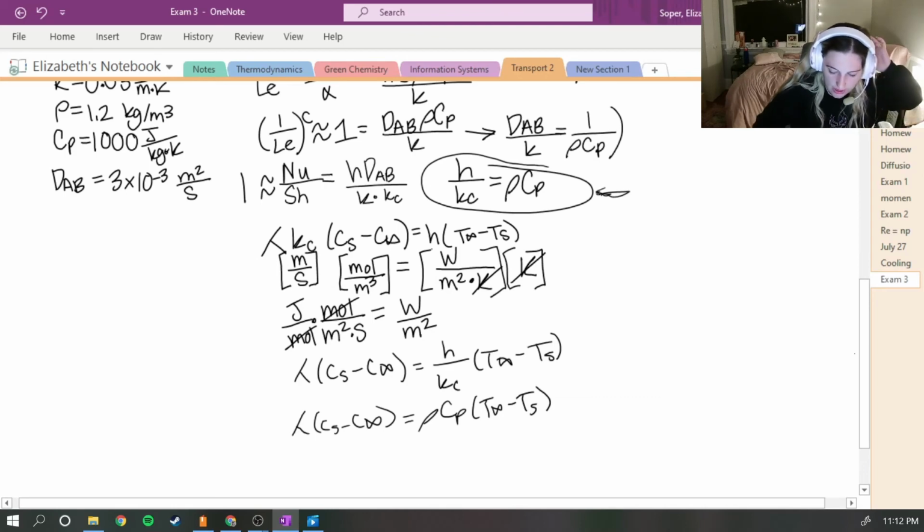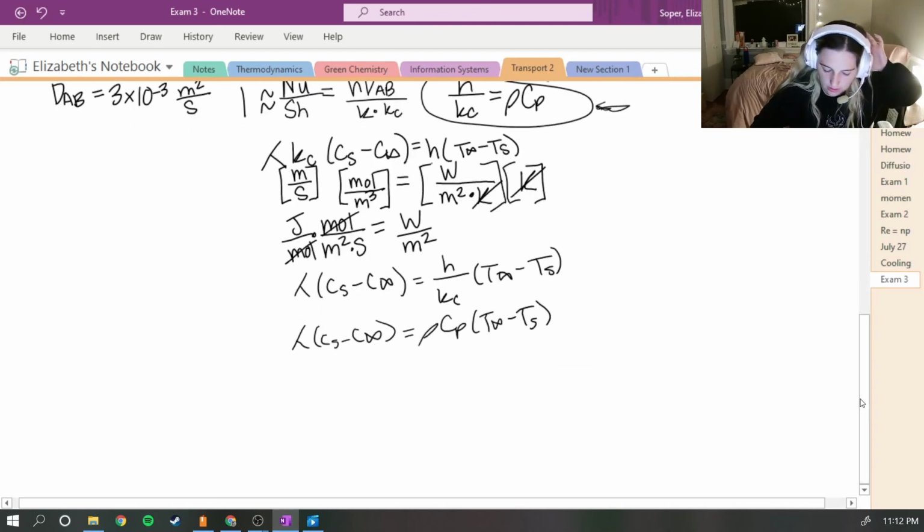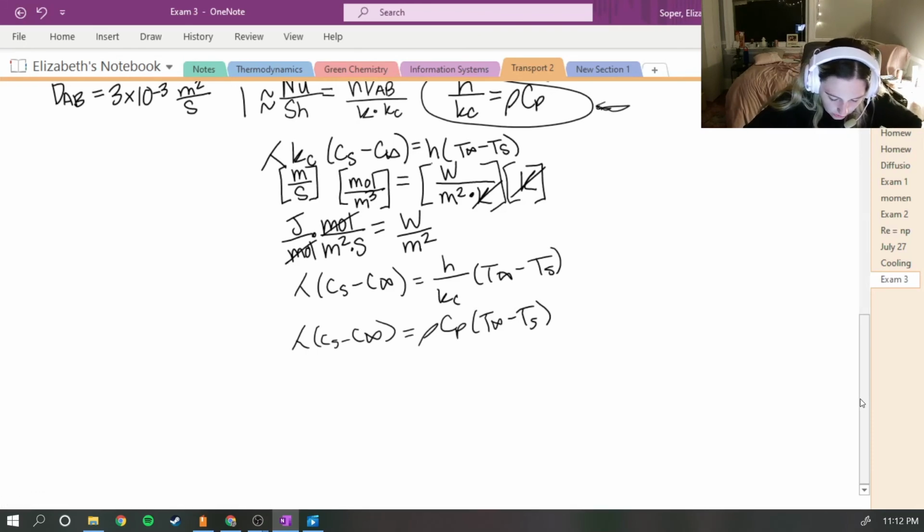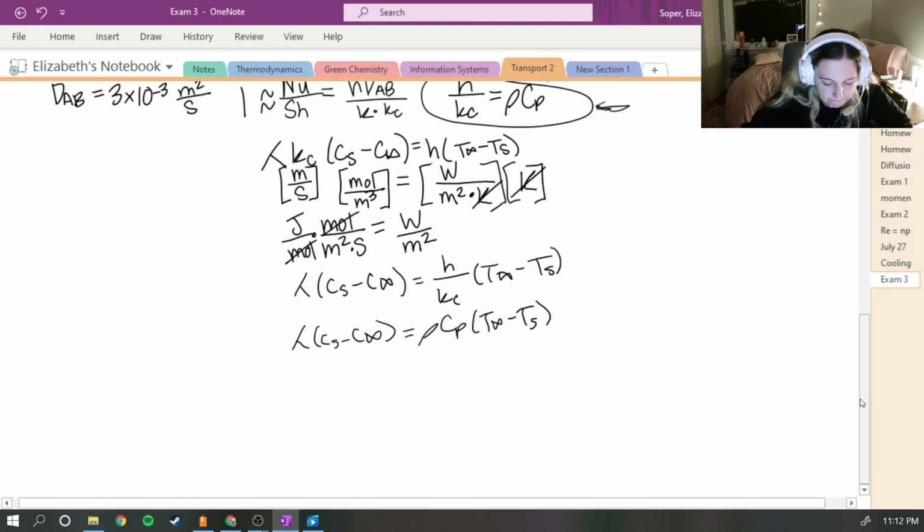And now we have that correct equation there. So, like I said, we're going to be doing this in terms of pressure, so I'm going to use the ideal gas law, and we'll be able to get the equation in terms of the pressure.